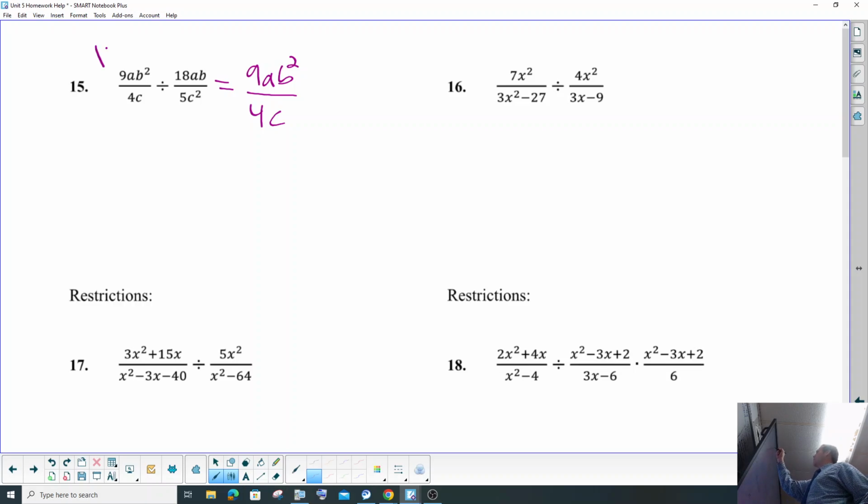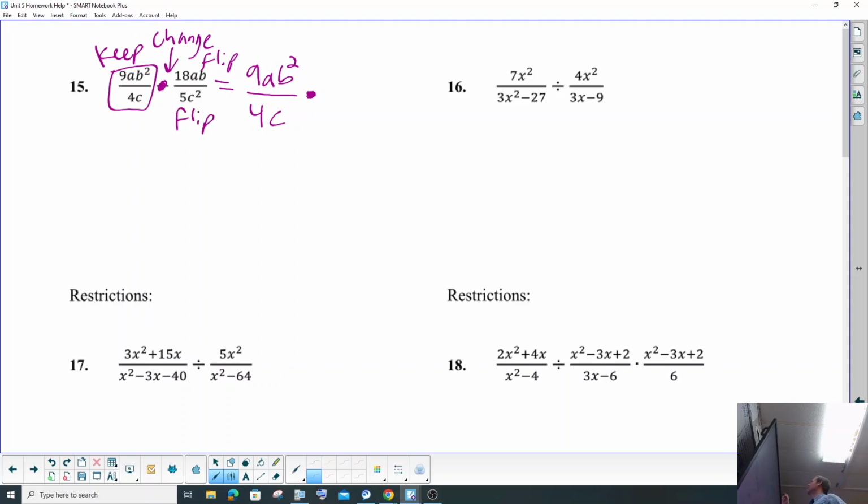So we keep, change, and then flip. Keep, change, flip. So we keep the first just how it is. We change from division to multiplication now. And then we flip the last term, the second term.